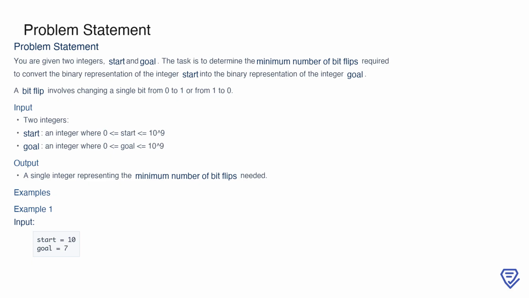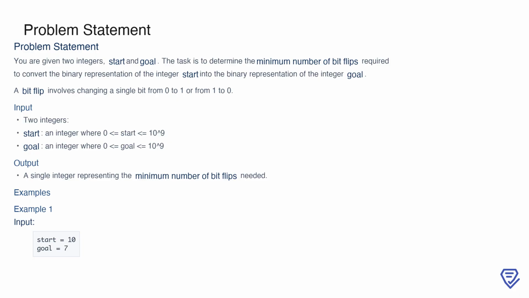In this problem, you are given two integers, called start and goal, and your task is to determine the minimum number of bit flips required to convert the binary representation of start into the binary representation of goal. A bit flip means changing a single bit from 0 to 1, or from 1 to 0. For example, if a bit is 1 in start but 0 in goal, flipping that bit will make the two numbers match at that position.